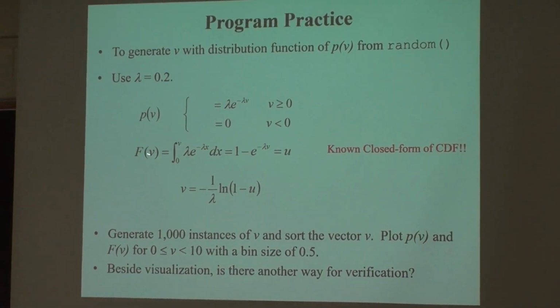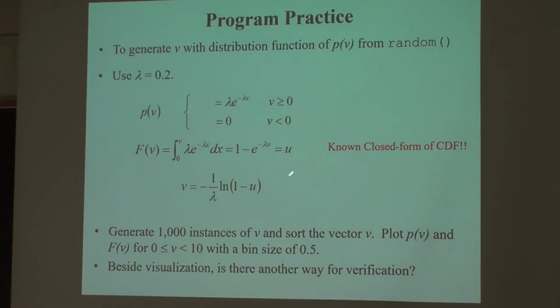So the V is just F minus 1 of U, right? So you can actually get this analytically. So let's write a program so you can generate a V that follows this distribution. In order to see that, you are going to generate 1,000 instances of this variable, sort it and plot it out, and this one should look like this, right?